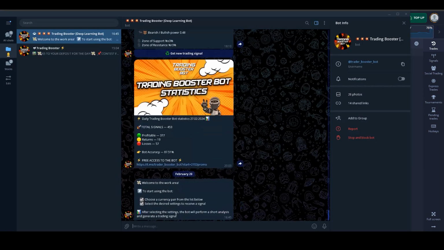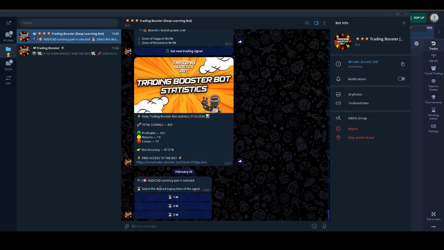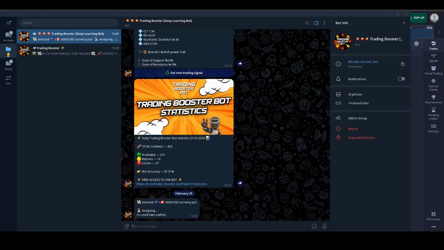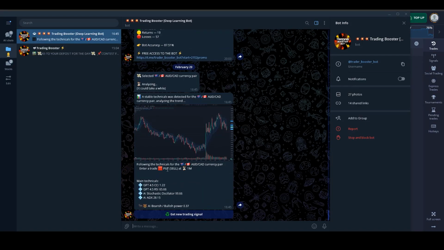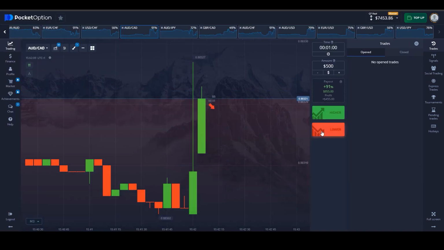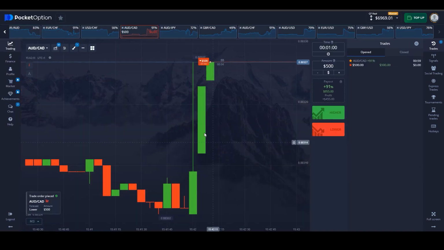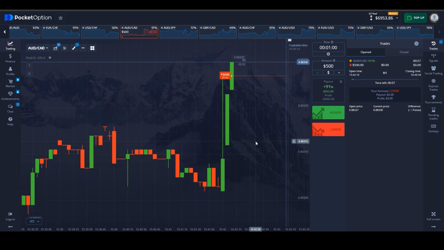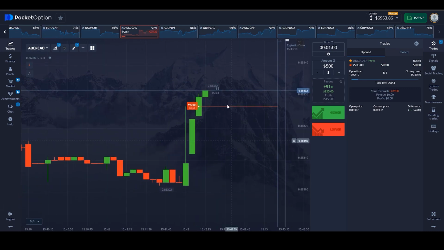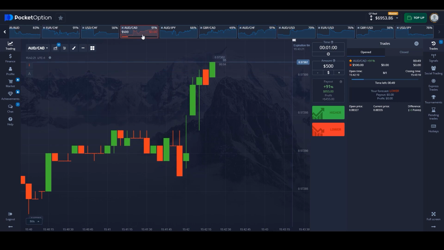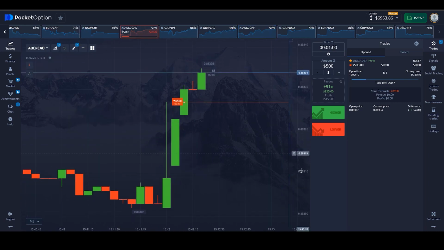I get a new signal, choose again this pair and the expiration time of 1 minute, and again a sell signal. A good impulse has just occurred and right on this impulse I open a sell trade. As you can see, it's the complete opposite: on one pair the price constantly went up and on the second pair now I go down.